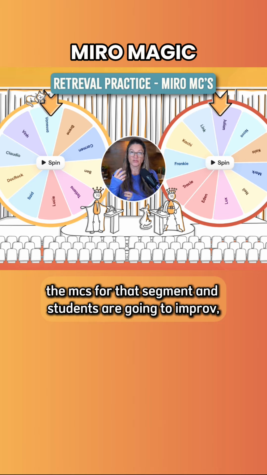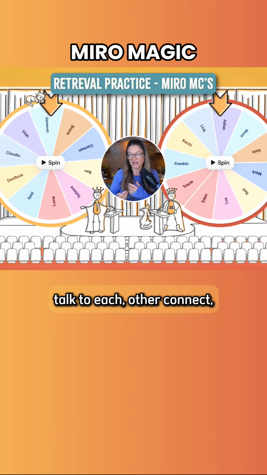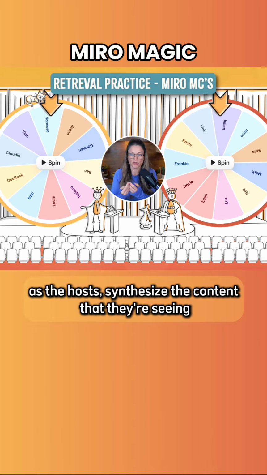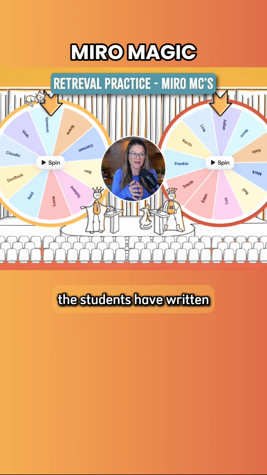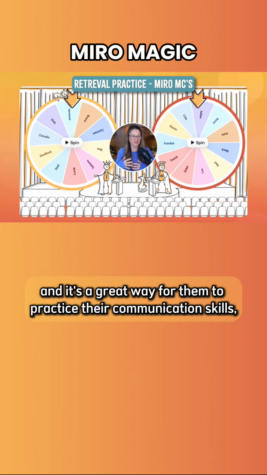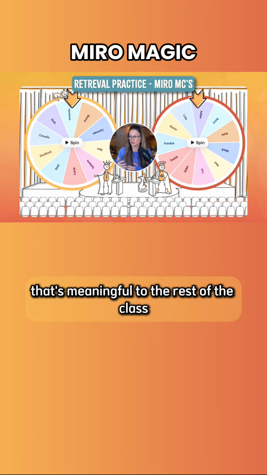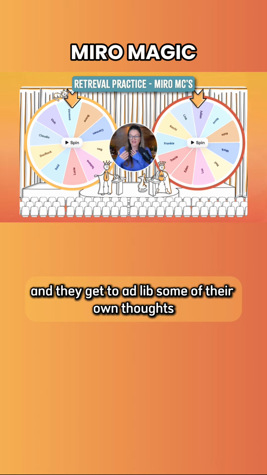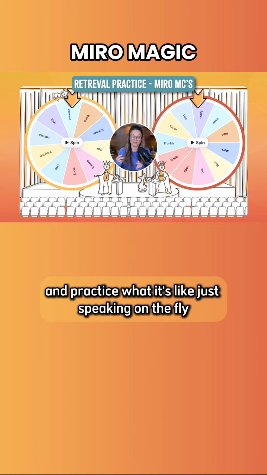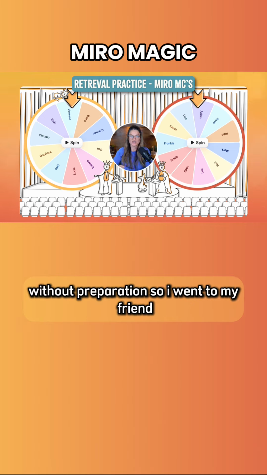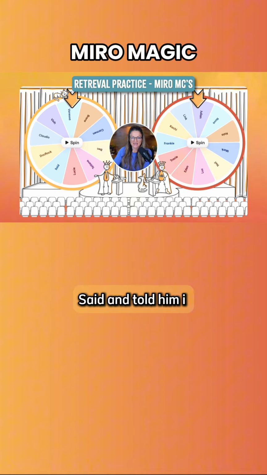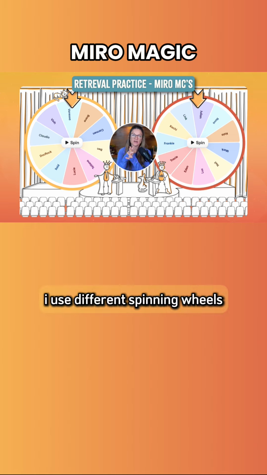And students are going to improv, talk to each other, connect, ask each other questions as the hosts, synthesize the content that they're seeing the students have written. It's a great way for them to practice their communication skills, build their confidence while also talking about content that's meaningful to the rest of the class. And they get to ad lib some of their own thoughts and practice what it's like speaking on the fly without preparation.